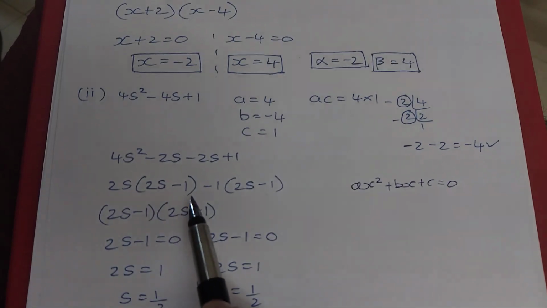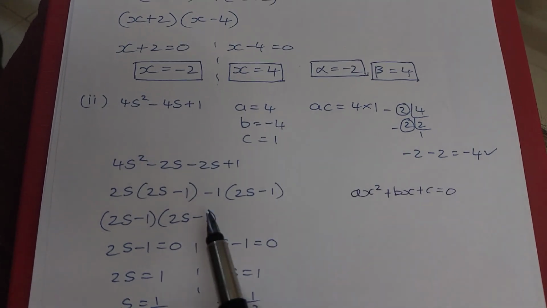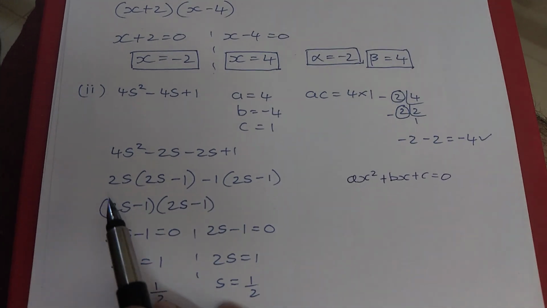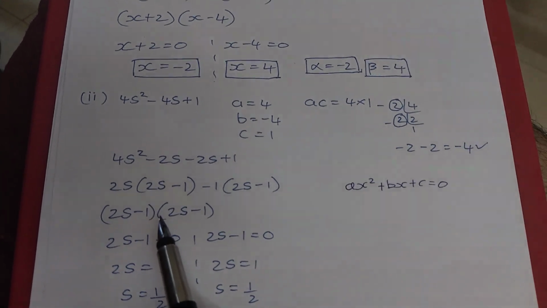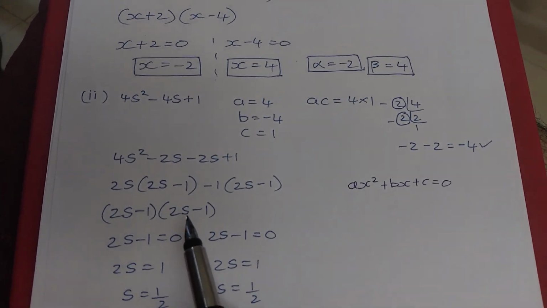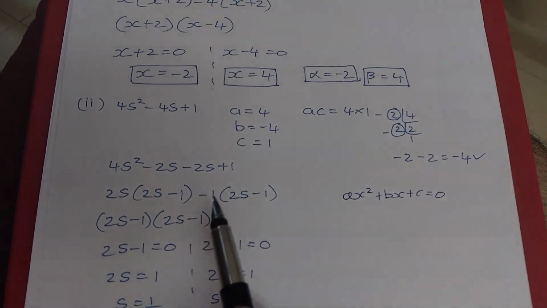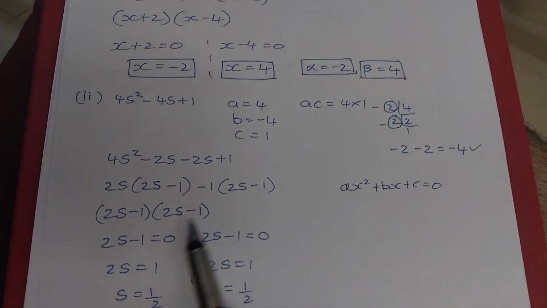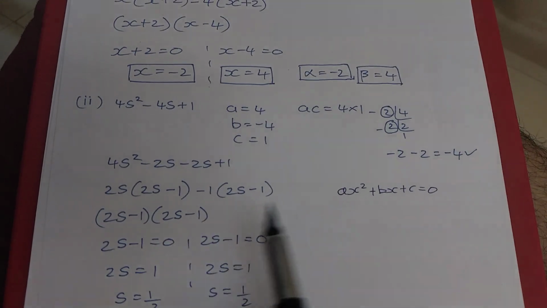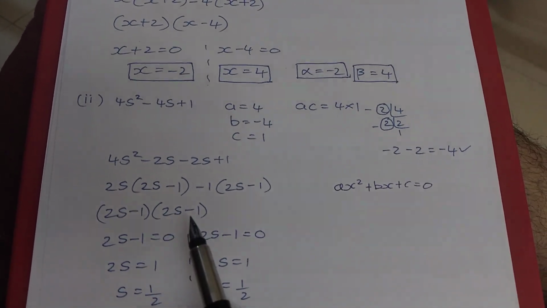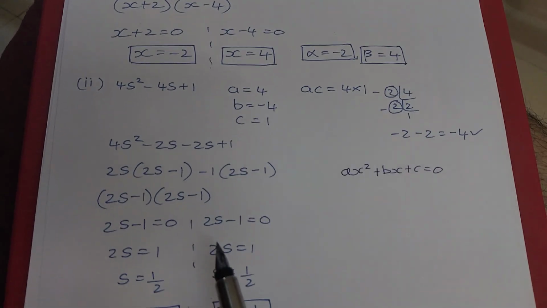Again now there are two terms. First term, second term, and we have 2s minus 1 common. So let's pull it out. We have 2s minus 1 and again we open the bracket and write the remaining things. In the first term remains 2s, second term remains minus 1. So we have 2s minus 1, 2s minus 1. Basically both roots are identical or same because both factors are also same.